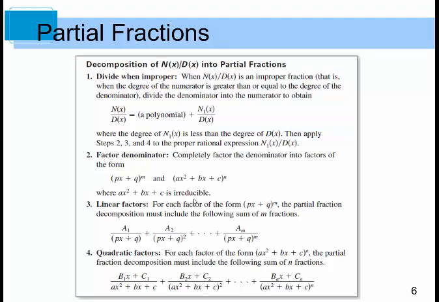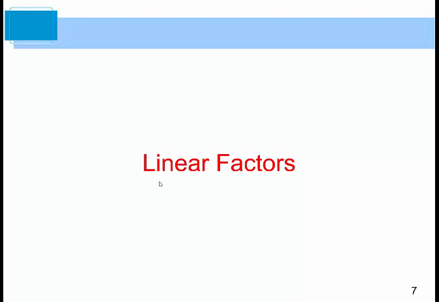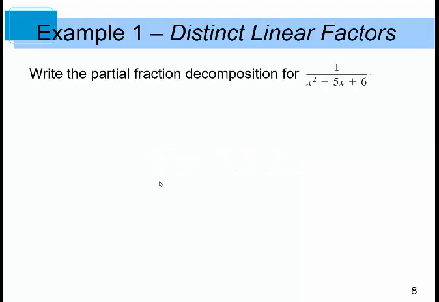So it's a little bit tricky at first, and it's going to take a while, like watching my video and then the other videos I post, to kind of get the process down. All right, so let's do a really, really simple one of just linear factors. Write the partial fraction decomposition of this. So how we found this.